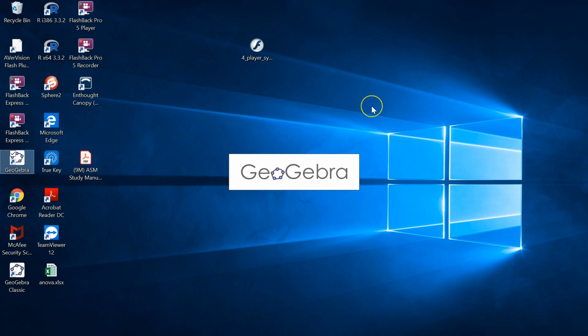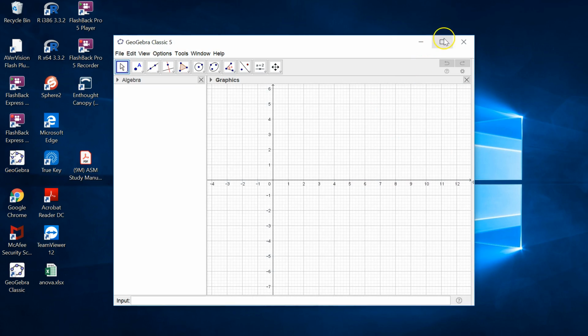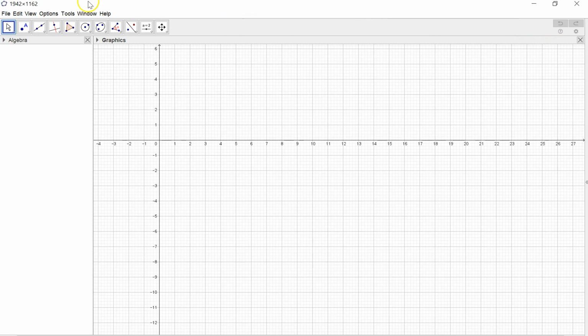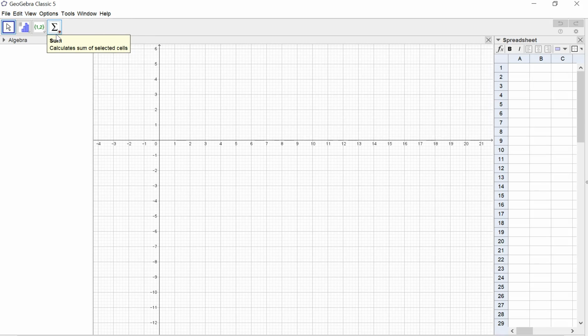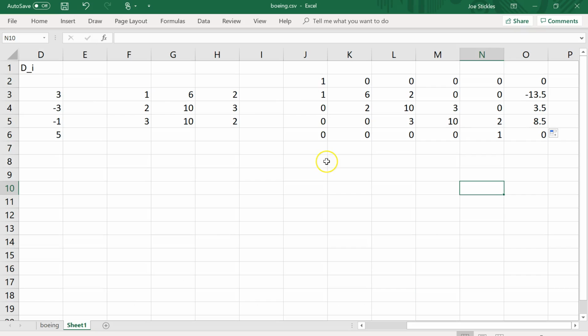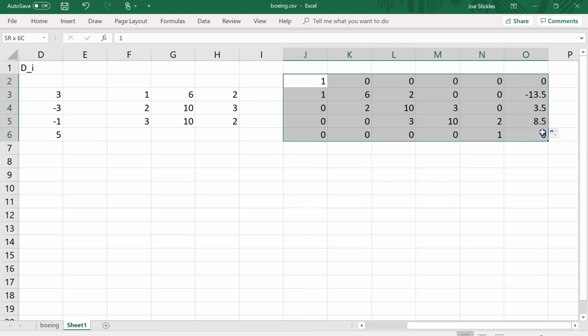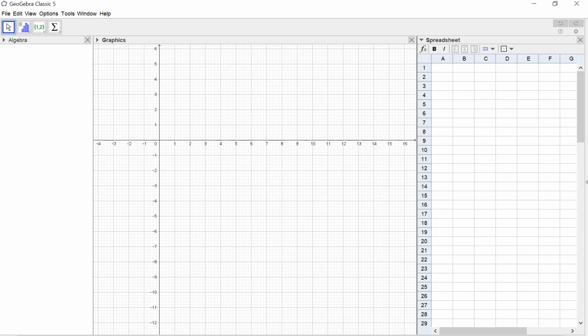Go over to Geogebra here sometime today. View. I want to open a spreadsheet. And I'm going to expand it a bit here. What's nice is that now I can just copy, go back over to Excel and copy those numbers. I can paste it into Geogebra. By the way, I am recording this today, so if you want to go on YouTube later and look at it, you can. And paste, ta-da, goes into the Geogebra spreadsheet.